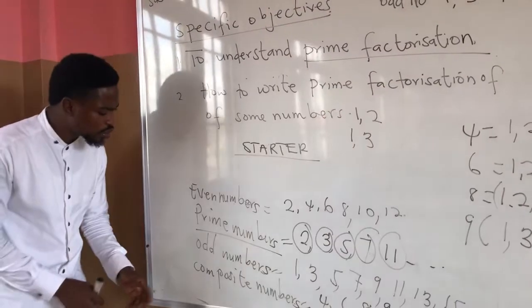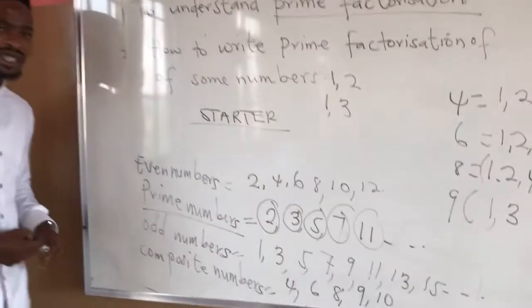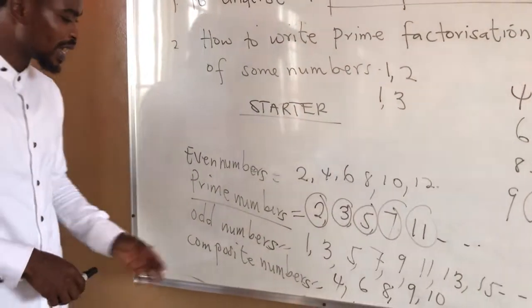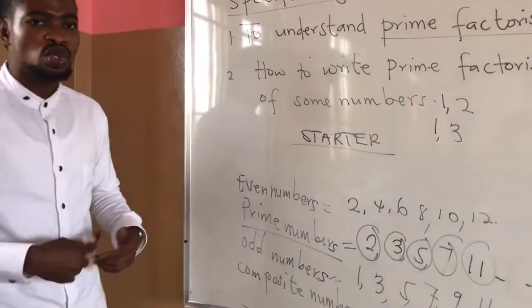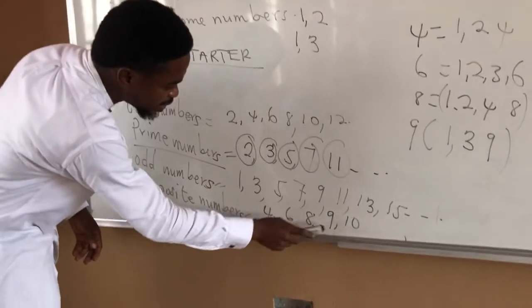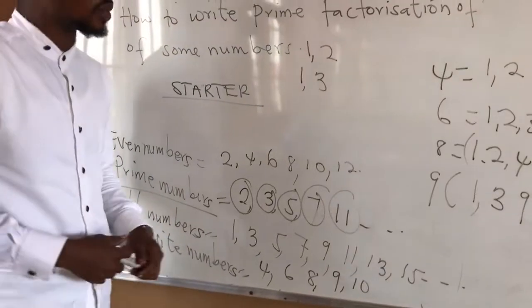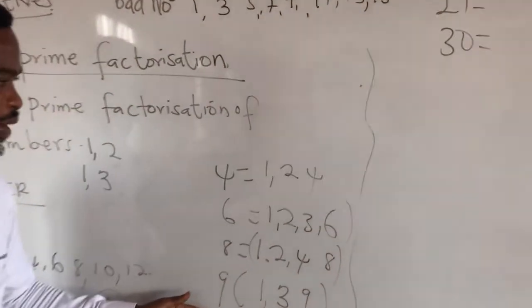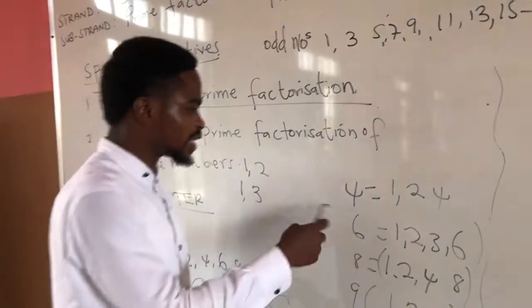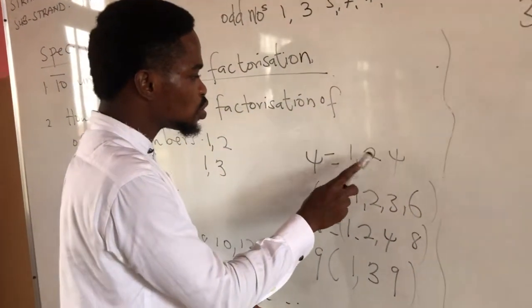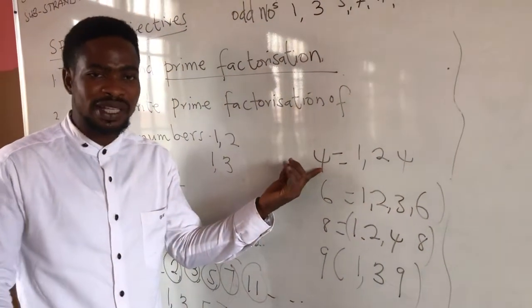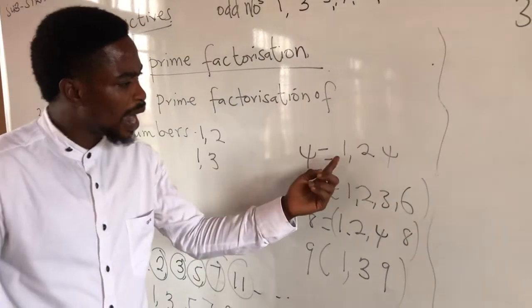Now let's move on to the next one, which is composite numbers. What are composite numbers? Composite numbers are numbers that have more than 2 factors. For example, 4, 6, 8, 9, 10, and so forth. We have some few examples here. Example is 4. What are the factors of 4? Factors of 4 are 1, 2, and 4. So we can say that 4 is a composite number because the factors are more than 2.